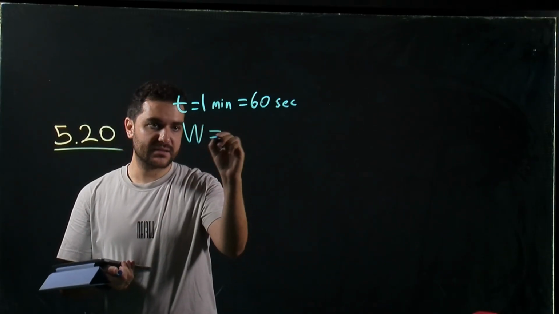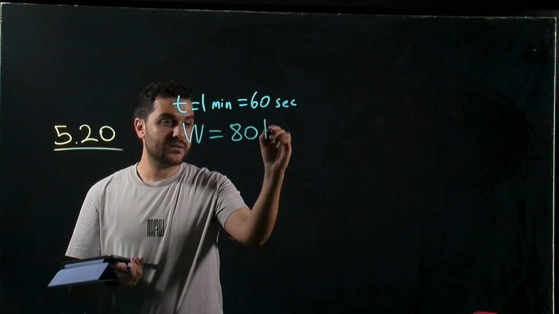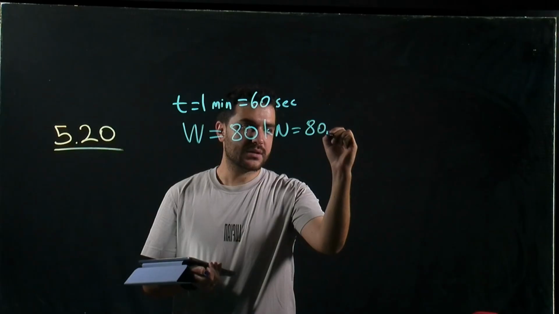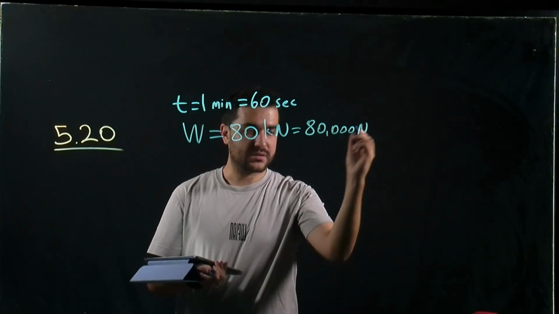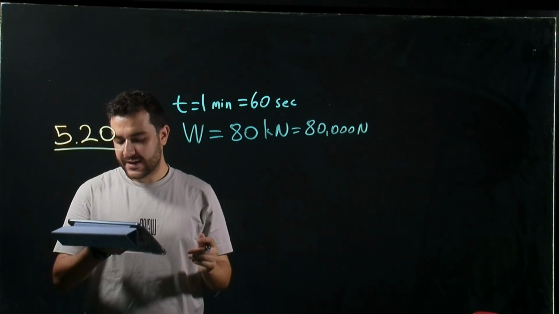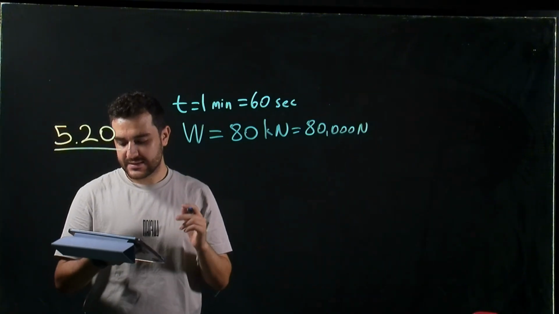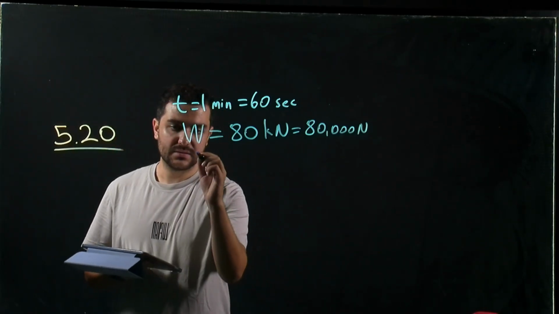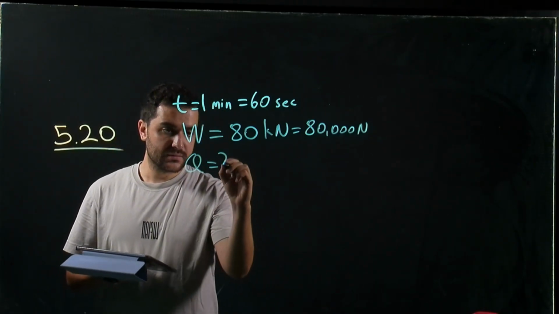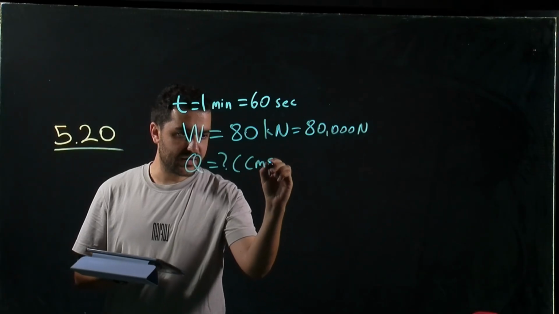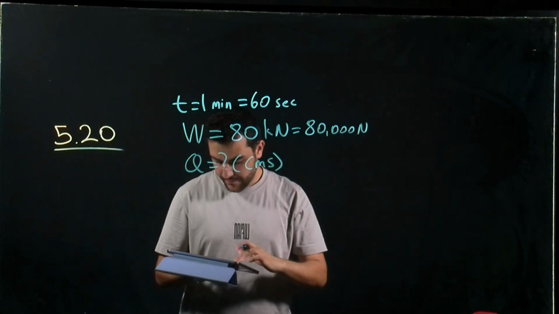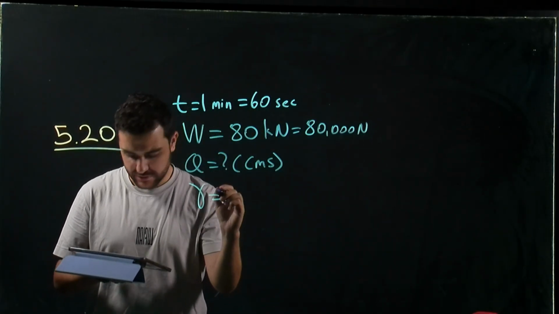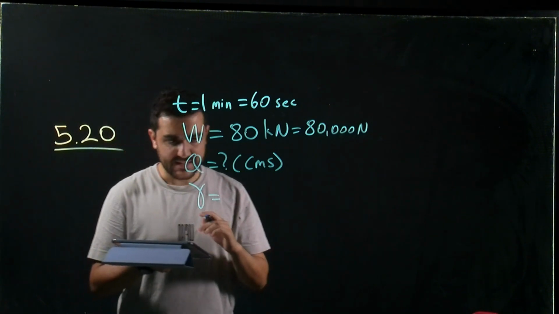So the weight increase will be 80 kilonewton, which is 80,000 Newton. And we need to find the discharge in CMS, or cubic meter per second. So let me write CMS. So we have specific weight. This is given for 20 Celsius degree.